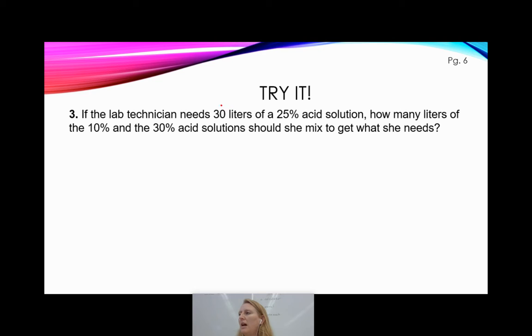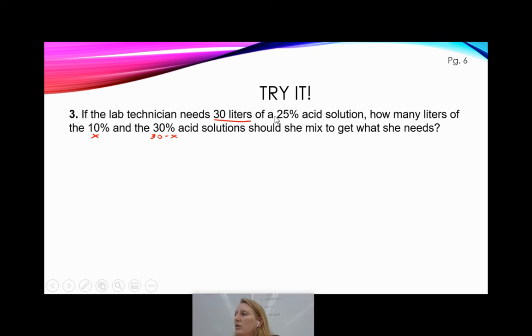So this means I'm going to need to do 30 times 0.25. It also means, though, let's work this out. If I say that this is X, that means that my 30% solution, because that's 30 liters, I'll need 30 minus X of that solution. So I have changed things just a little bit.